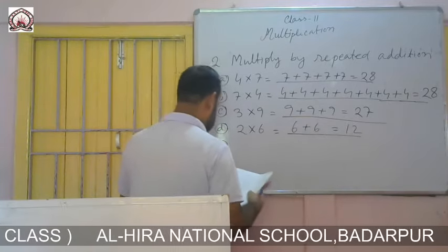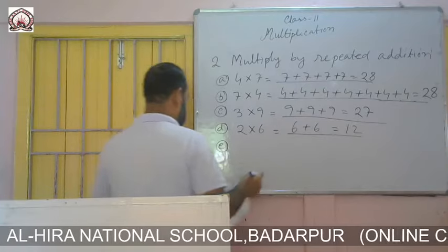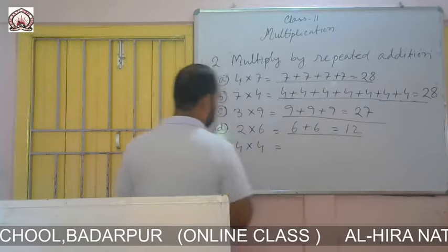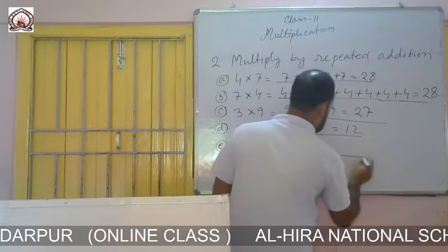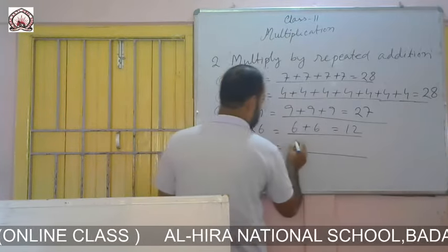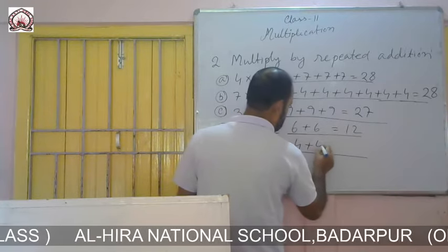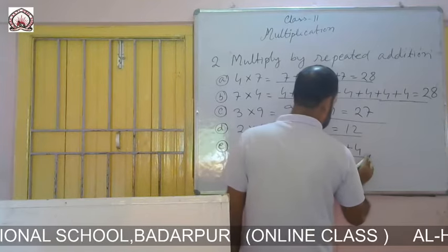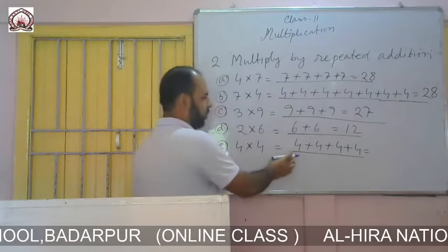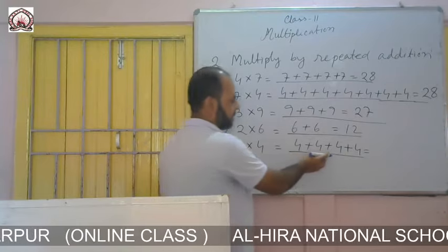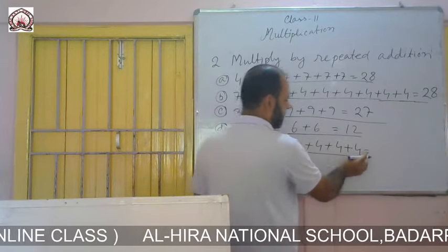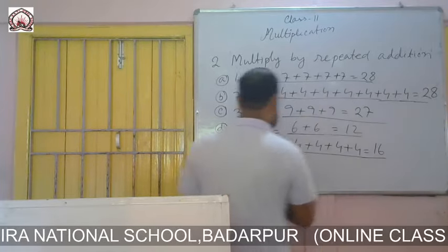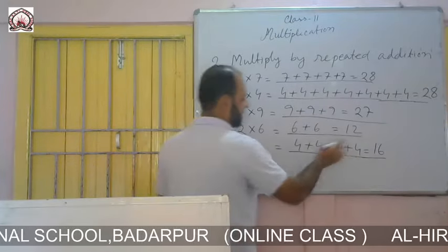Question number next. 4 into 4. So here 4 times. We add 4 times. 4 plus 4 plus 4 plus 4. So here 4 plus 4 is 8, 8 plus 4 is 12, 12 plus 4 is 16. 4 4s are 16. So the answer is 4 4s are 16.